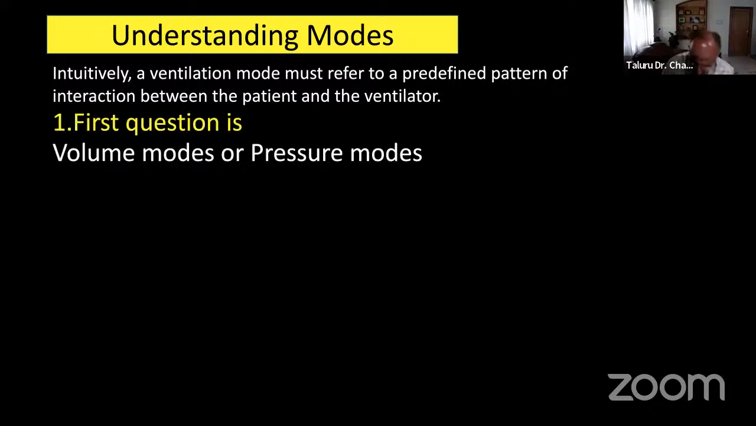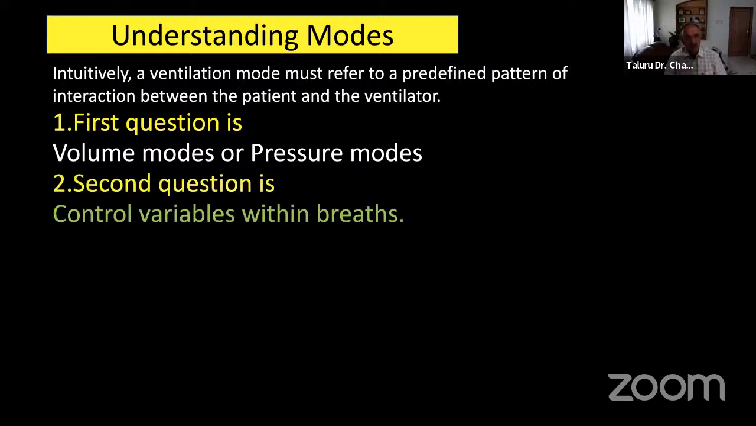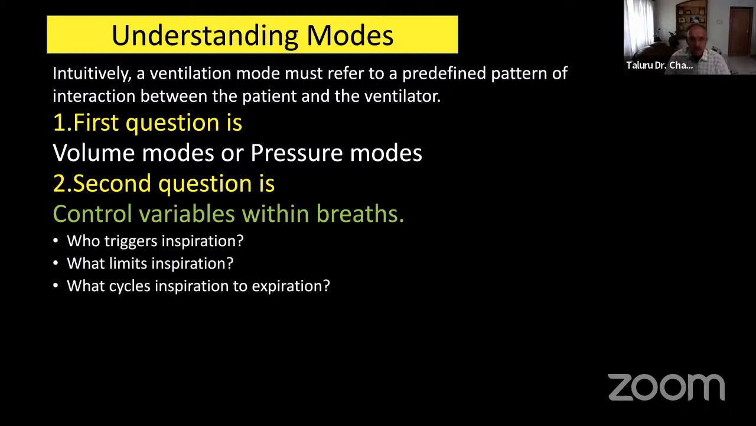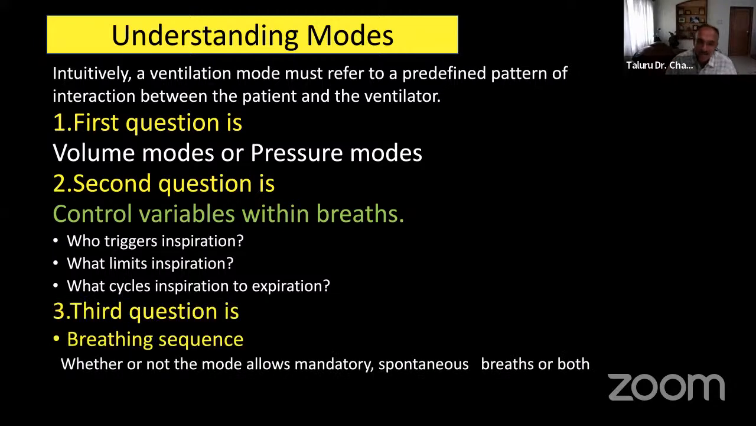The first question always when you try to understand a mode is whether it is a volume mode or a pressure mode. I have told you what a volume mode is. In the next slide, I will make you understand how you have to understand volume mode and pressure mode. Then the second question is, what are the control variables within the breath? Who starts a breath? Who limits a breath? And what changes the breath from inspiration to expiration? That is the second question you have to answer. And the third question is breath sequencing.